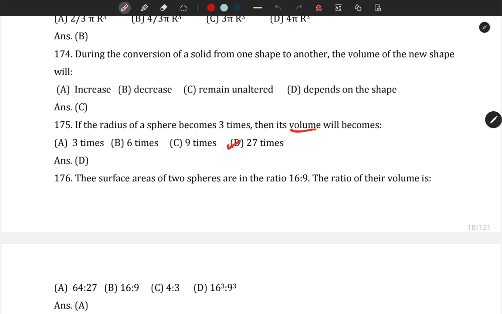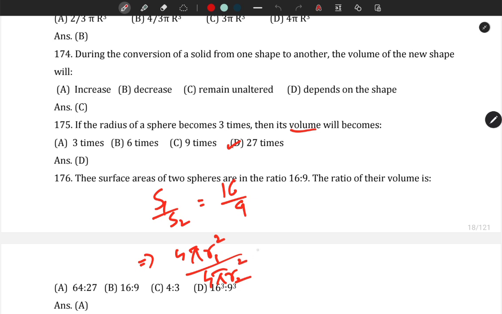Next question, the surface areas of two spheres are in the ratio 16:9. So surface area of one sphere by surface area of the second sphere is 16 by 9. So we know the formula of surface area is 4 pi r square. So let's write 4 pi r1 square by 4 pi r2 square equals 16 by 9. And if we cancel 4 pi, we are left with (r1 by r2) square equals 16 by 9. 16 by 9, if we remove the square, it will be 4 by 3.